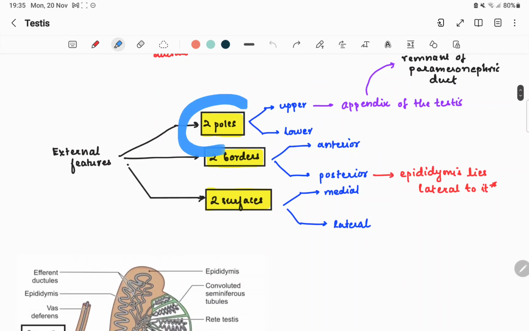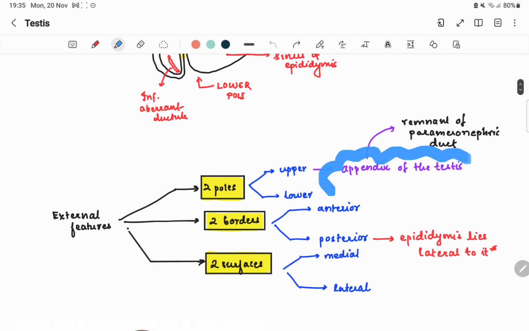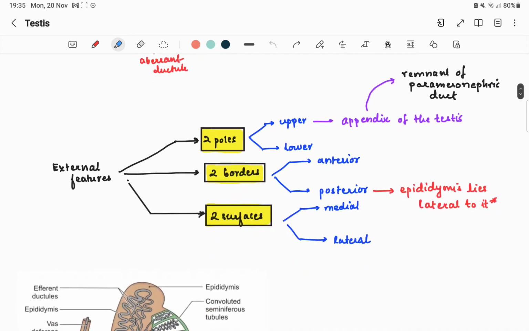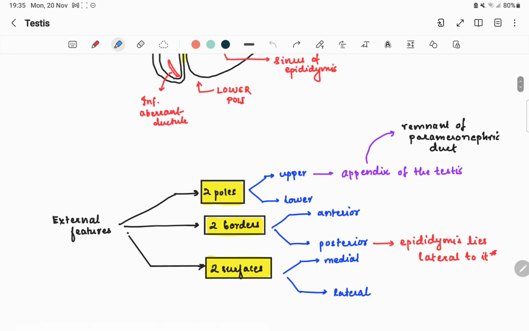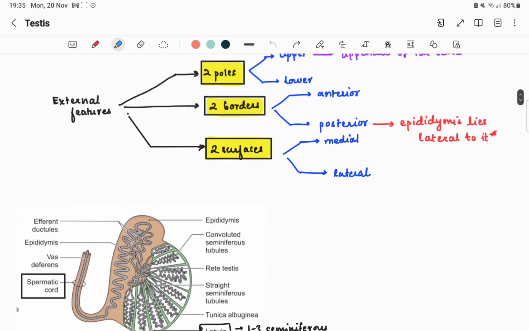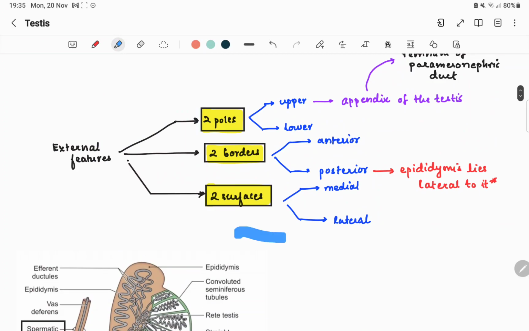So in external features, we have two poles, upper pole and lower pole. Upper pole is related to the appendix of the testis, which is a remnant of the paramesonephric duct. Then two borders, anterior border and posterior border. Epididymis lies lateral to the posterior border. And then two surfaces, medial surface and lateral surface. So two poles, two borders, two surfaces.